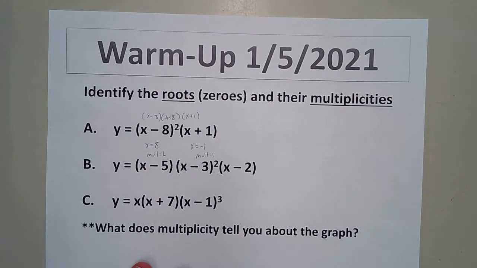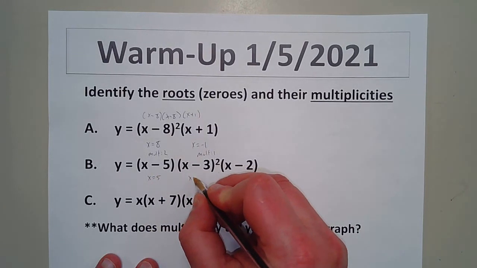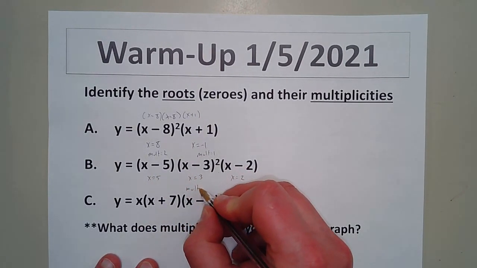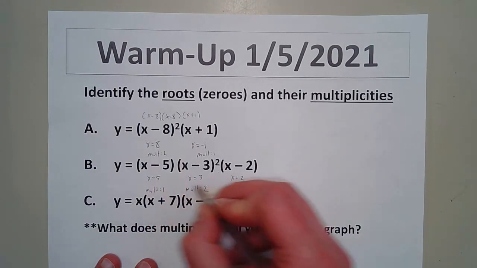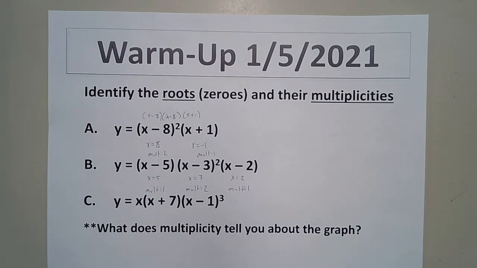So we can just go down the line and do this for all of these. Should be pretty easy. This would be 5, 3, and 2. And of these, this one has multiplicity 2. The other ones just have multiplicity 1. So really easy concept to identify. It's just how many times does that 0 appear?